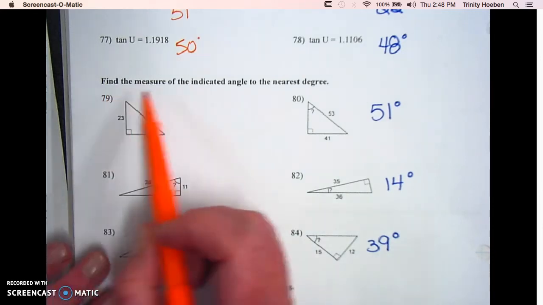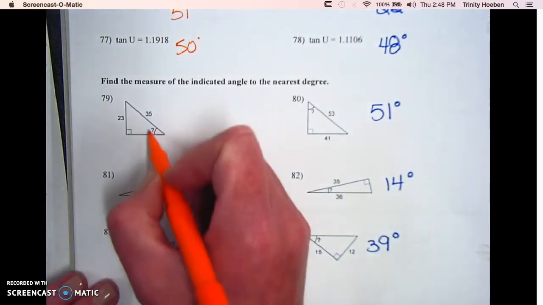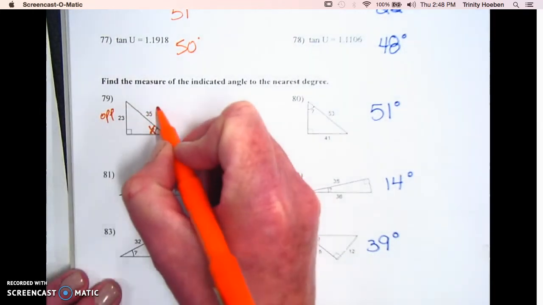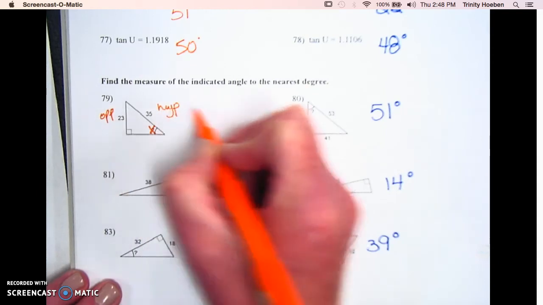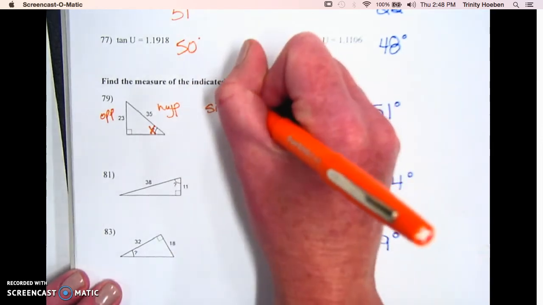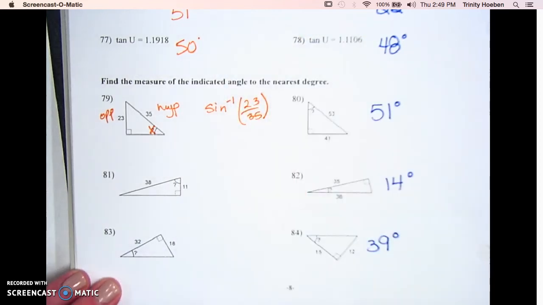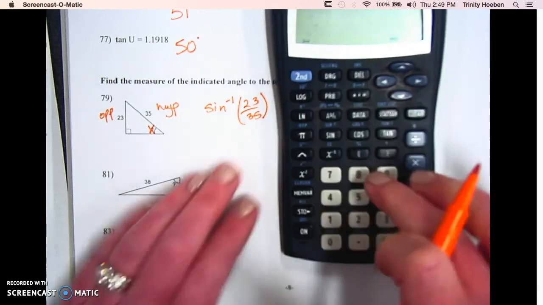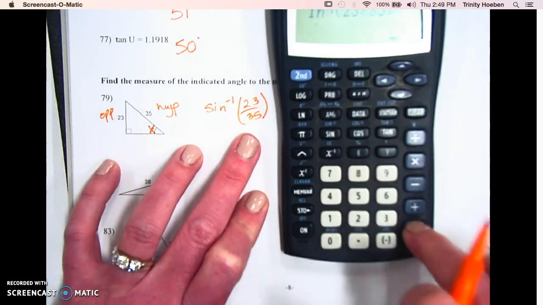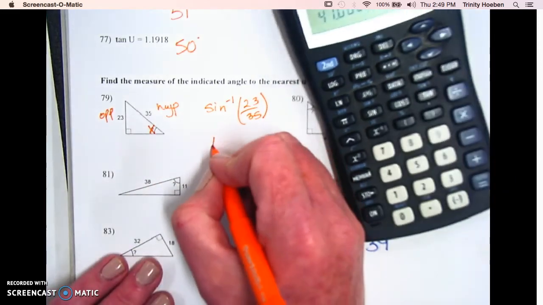All right, so this one says find the measure of the indicated angle to the nearest degree. So again, we know we're going to use inverse trig, but I'm going to label this angle x, and the 23 is opposite, the 35 is hypotenuse. So I'm going to use sine, but I also know I'm going to use inverse trig. So I'm going to do 23 over 35, and I can type it in the calculator just like that. So I need to hit second sine, make sure it has a little inverse, 23 divided by 35, hit the equals. We've got 41, but after the decimal is a 0, so it's going to stay 41 degrees.